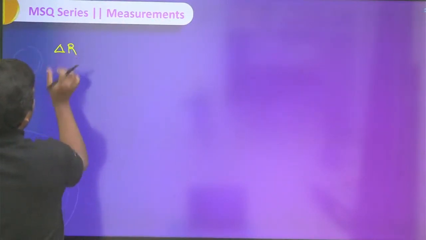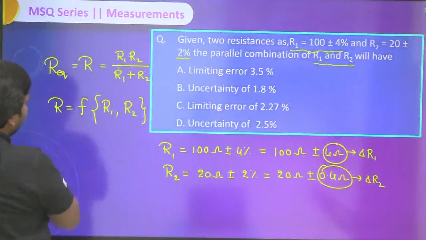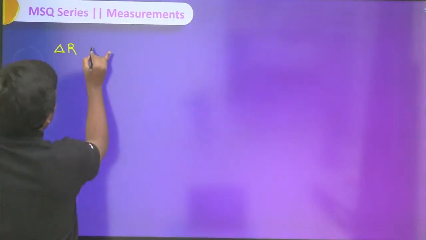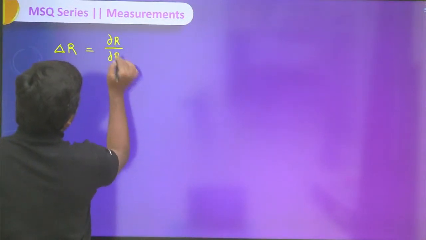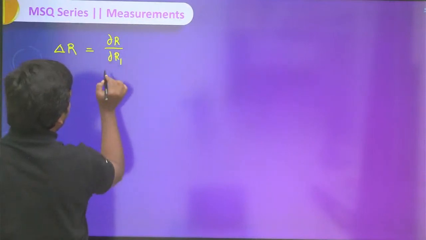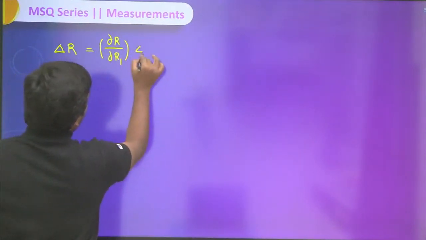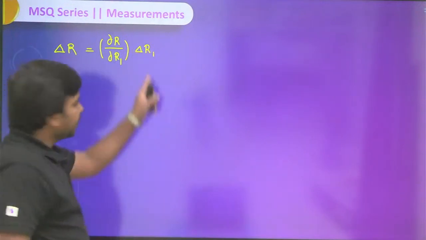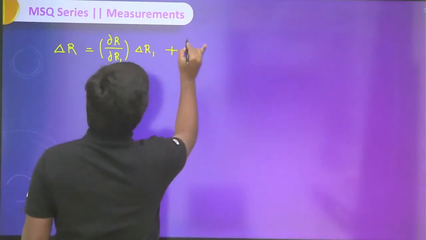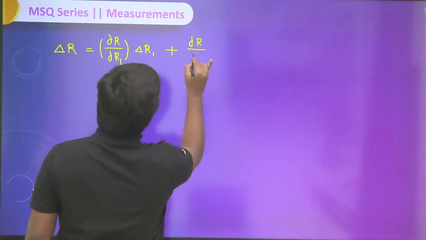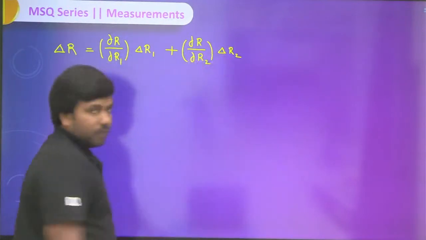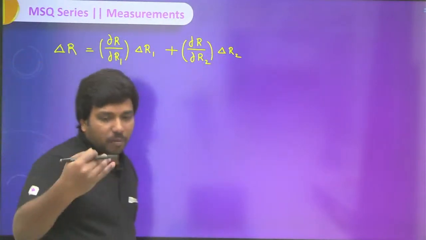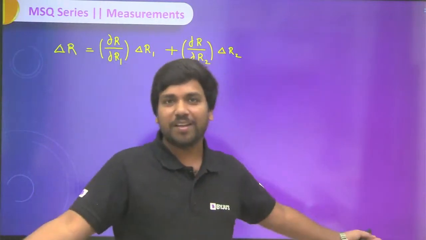So if you want to find out the error specification in R, because R is the equivalent resistance here, if you want to find out delta R, the best approach here is that delta R could be written as dou R divided by dou R1. That means partially differentiate the resistance R with respect to R1, and this must be multiplied by the error specification of R1. And then we can write this again as dou R divided by dou R2, which should be multiplied by delta R2. This is the standard procedure. Now, once you get delta R, then delta R by R into 100 will be your requirement. Simple. Very simple answer, isn't it?